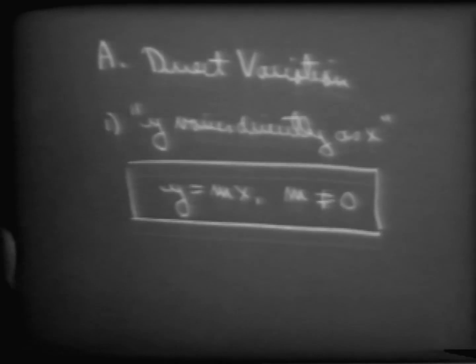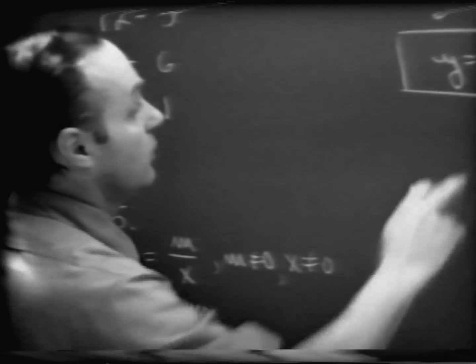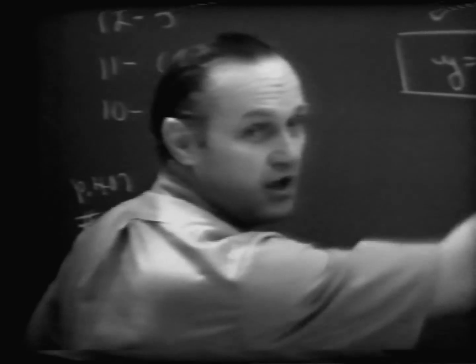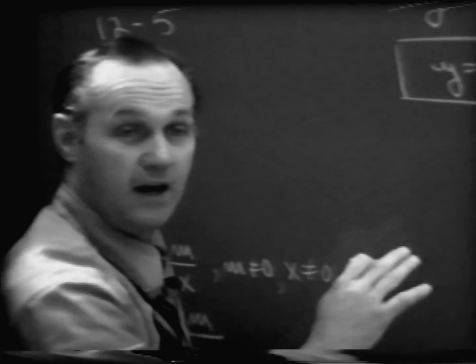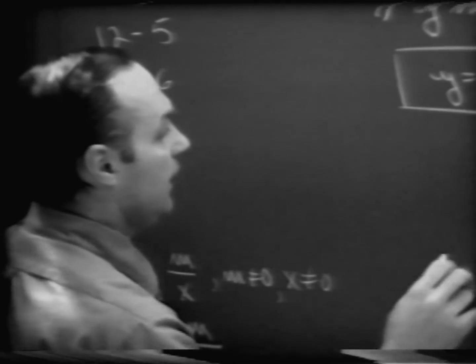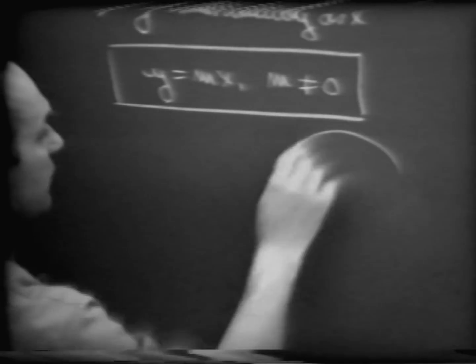Now, I think because of the examples that I have been doing on the board and because of the way in which we are thinking in terms of y varies directly as x, one gets the impression that this direct variation is always going to be a linear function. And what I'd like to do is perhaps an example or two.